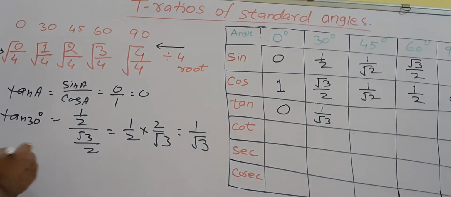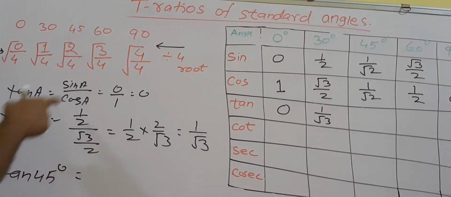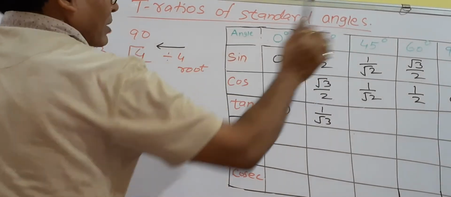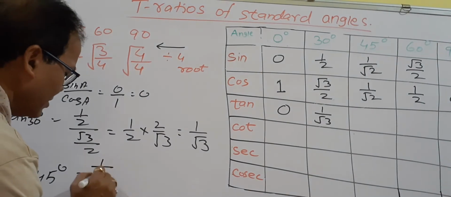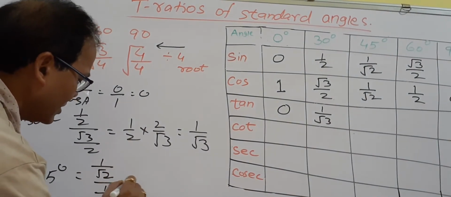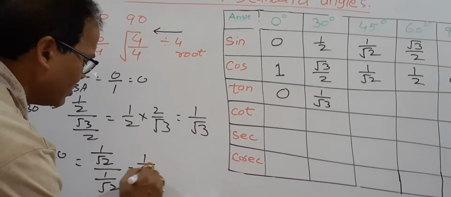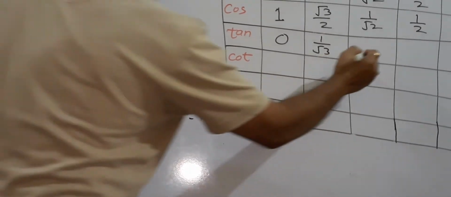If you think about tan 45 degree, tan 45 degree is equal to sine 45 degree by cos 45 degree. Sine 45 degree is 1 by root 2. Cos 45 degree is 1 by root 2. So 1 by root 2 divided by 1 by root 2 is equal to 1 by root 2 into root 2 by 1, which is equal to 1. We are getting 1.